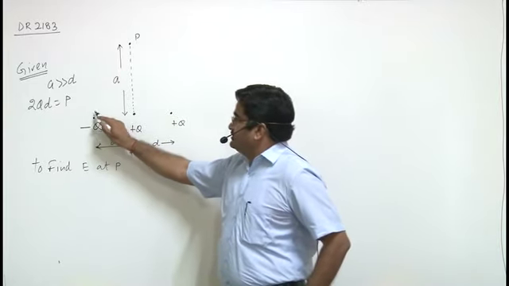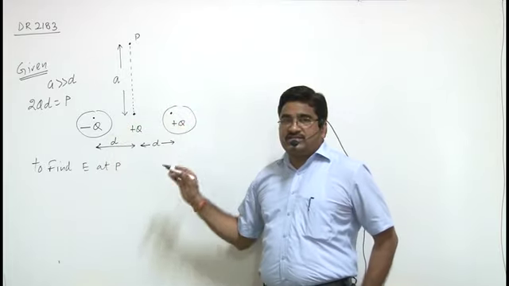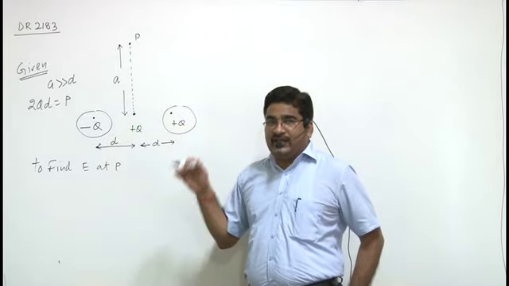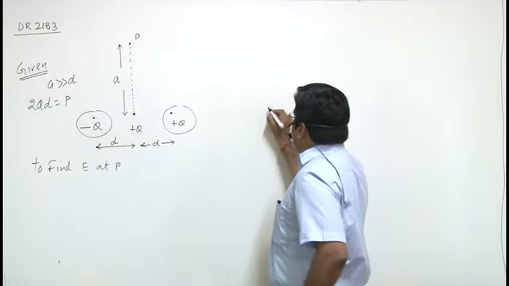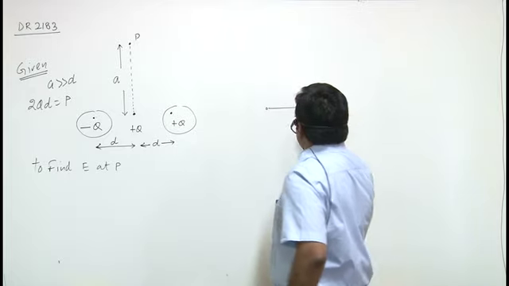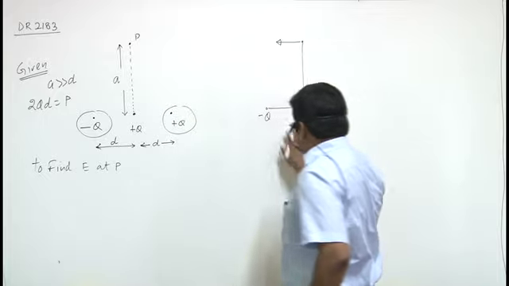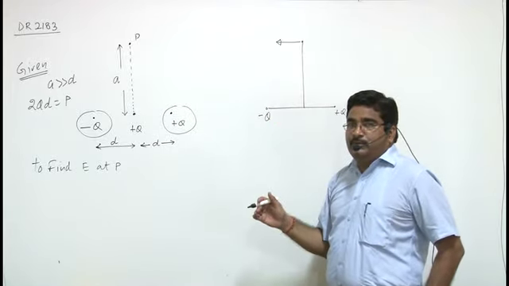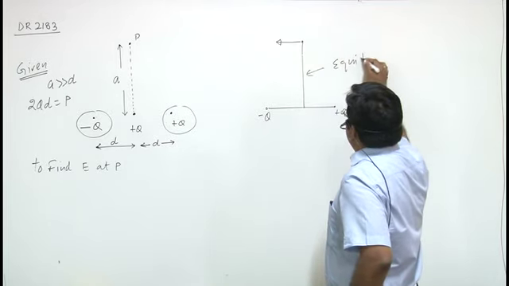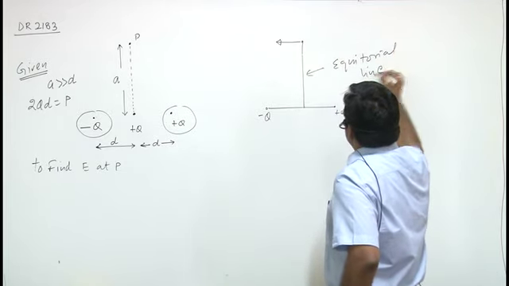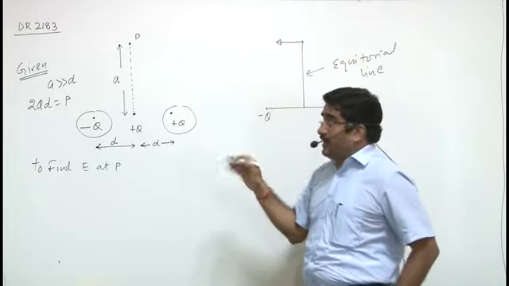So what we are going to do is, this minus q and this plus q, these two charges can be considered as a dipole moment, and the electric field due to this minus q and plus q will be in this direction. As you know, the electric field due to a dipole on its equatorial line. For this dipole, this line is an equatorial line. And the electric field on the equatorial line is opposite to the direction of the dipole moment.